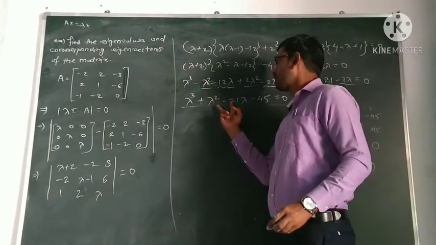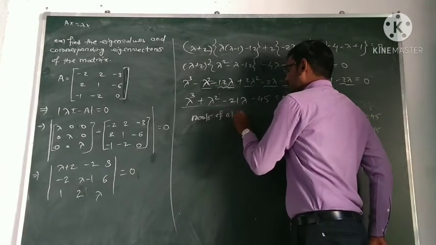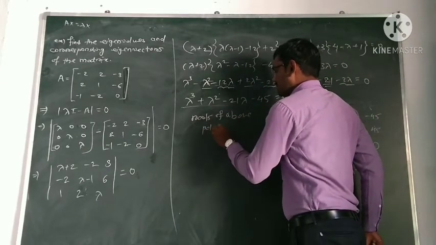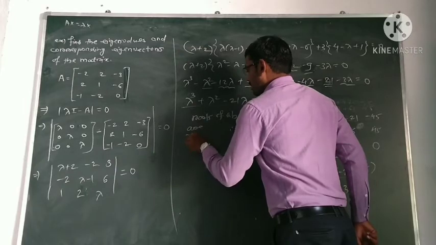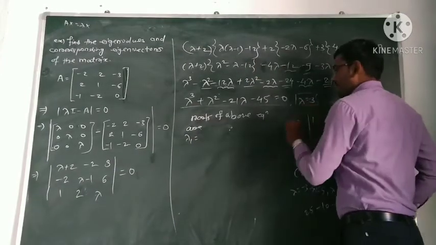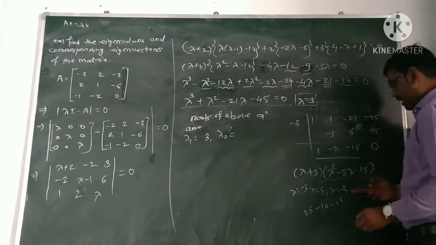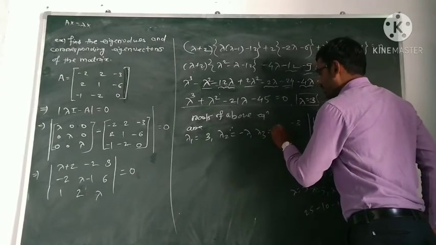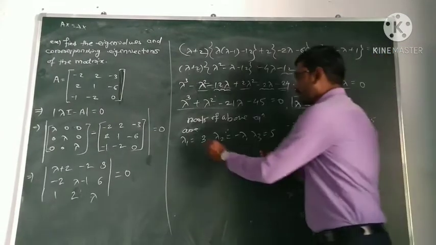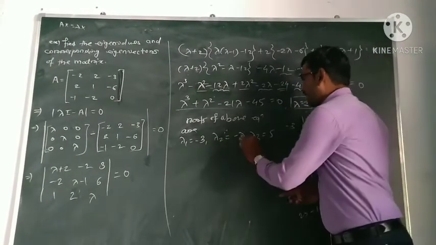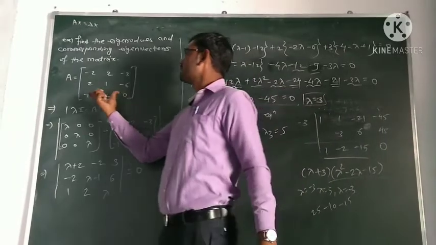So the roots of the above polynomial, or above equation, are lambda 1 is equal to minus 3, lambda 2 is also equal to minus 3, and lambda 3 is equal to 5. You can give the names 1 to 3 to any value. So the roots are minus 3, minus 3 and 5. So minus 3 and 5 are the eigenvalues of this matrix A.